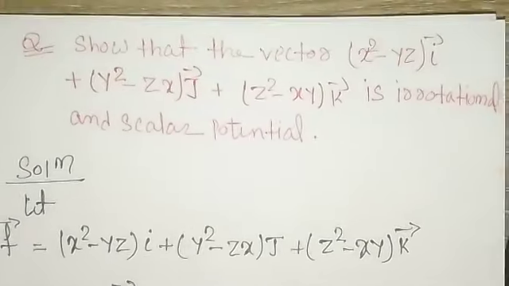So again, for irrotational, first of all you have to show that the curl of the given vector is 0 or not, which we already saw. Just hold on.